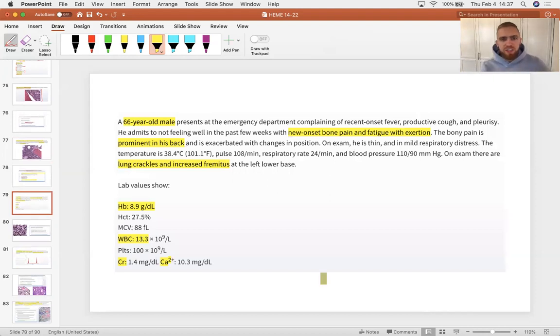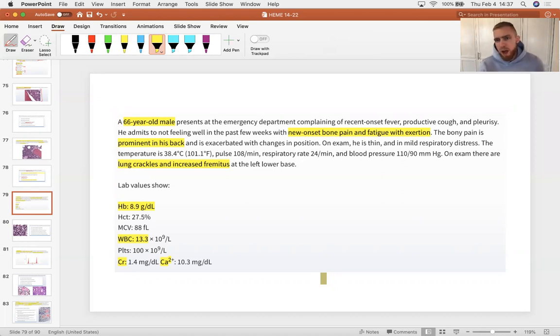Here's another question. A 66-year-old male with new onset bone pain and fatigue with exertion. Bone pain is most prominent in his back and is exacerbated with changes in position. He's running a slight fever. He's also got a productive cough and pleurisy. On physical exam, you hear crackles and increased fremitus at the left lower base.